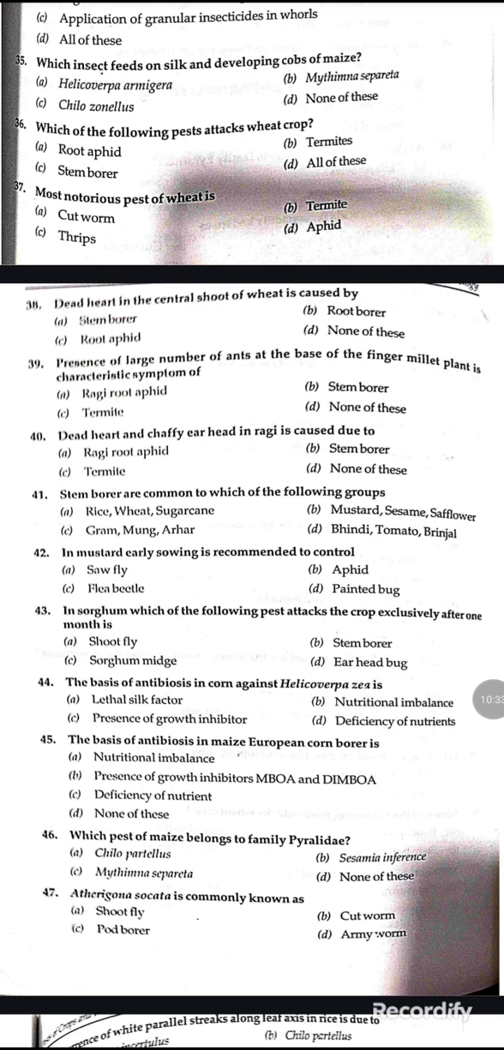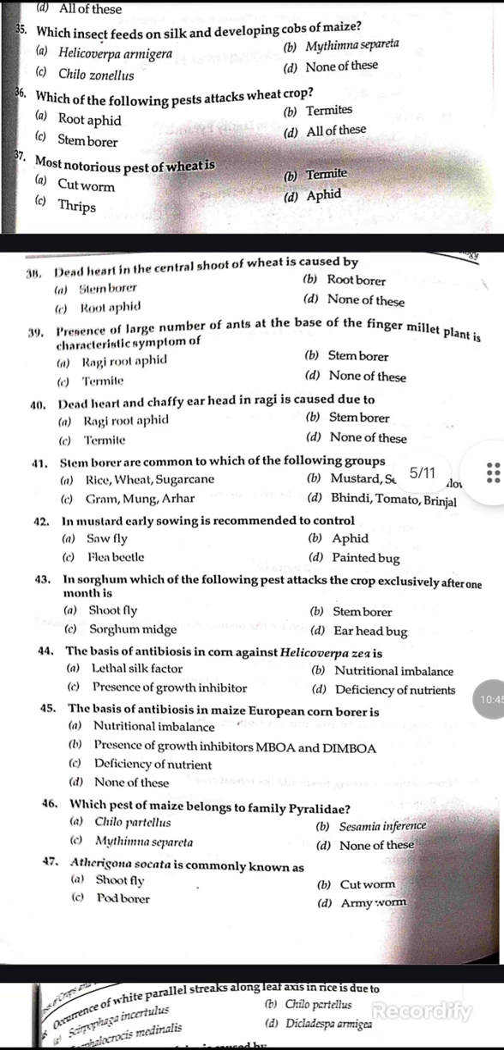In 43, in sorghum, which of the following pests attacks the crop exclusively after 1 month? Which pest attacks after 1 month in sorghum? So this is stem borer. In sorghum, stem borer attacks after 1 month.